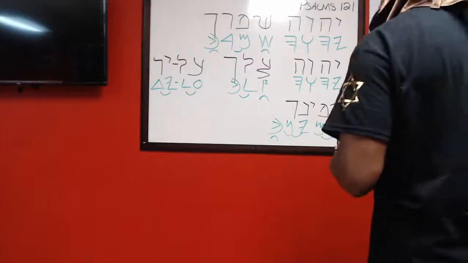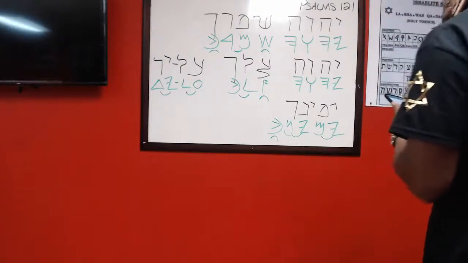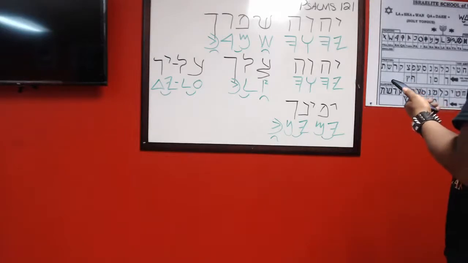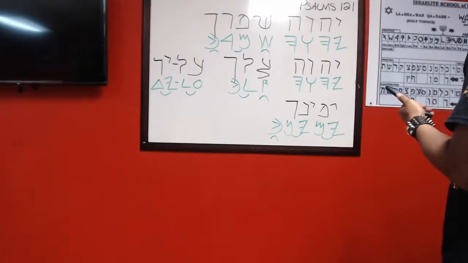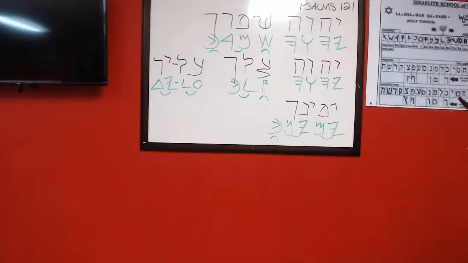This is the book of Psalms, chapter 121, verse 5. The Lord is thy keeper. The Lord is thy shade upon thy right hand. Excellent. The Lord is thy keeper. The Lord is thy shade upon thy right hand.